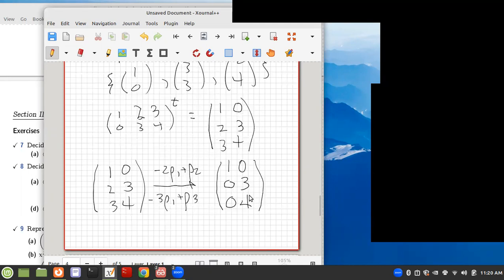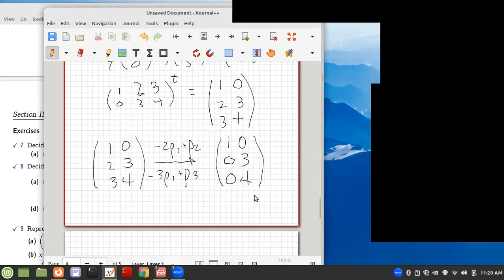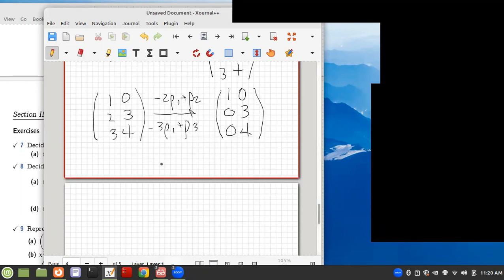We just have to get rid of this one here. So we can do minus 4/3 row 2 plus row 3. Row 2 is 0, 3, and it isn't going to change the 0, but minus 4/3 times 3 is minus 4. Minus 4 plus 4 is 0. So I have a 0. So now it's in echelon form, right?